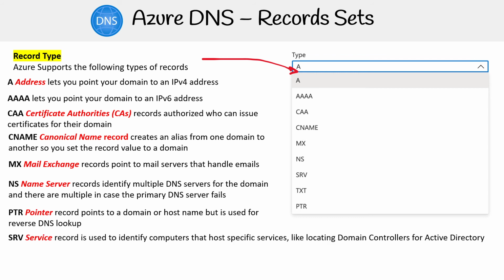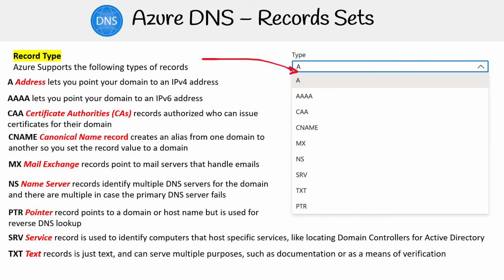Then you have SRVs. This is a service record, and it's used to identify computers that host specific services, like locating domain controllers for Active Directory. So we see a little bit more of this utility when we're working with Azure or Microsoft workloads. And then you got TXT, and this is a record that is just text and can serve multiple purposes, such as documentation or as a means of verification.